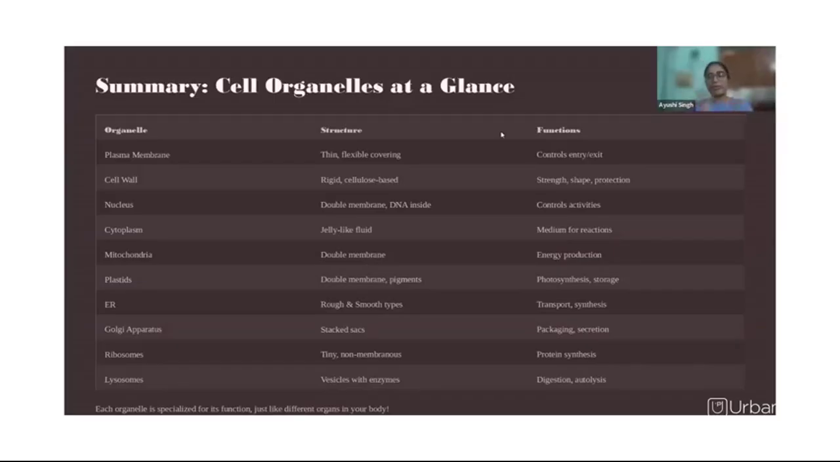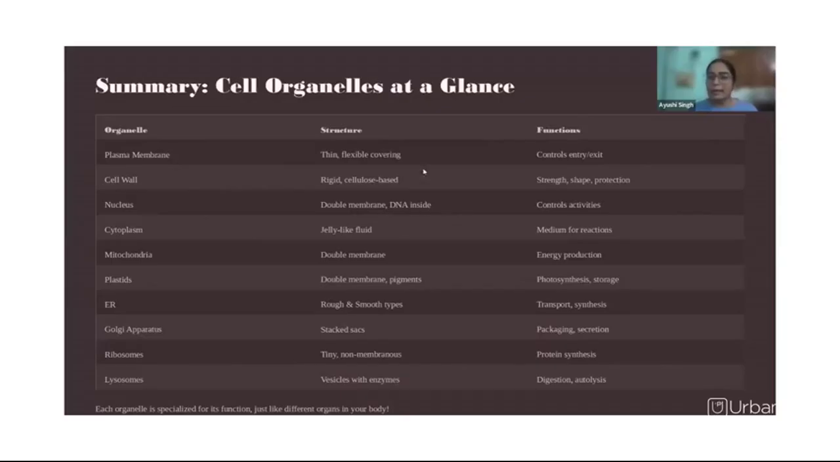Maybe you can take a screenshot, or pause the video and write the whole summary, so that you don't have to go back again and again to the different points, because this summarizes everything. So the plasma membrane is thin and flexible, and it makes sure what goes in and what goes out. Cell wall is rigid and cellulose-based, made up of cellulose. Cellulose is a sugar, and provides strength, shape and protection to the whole cell.